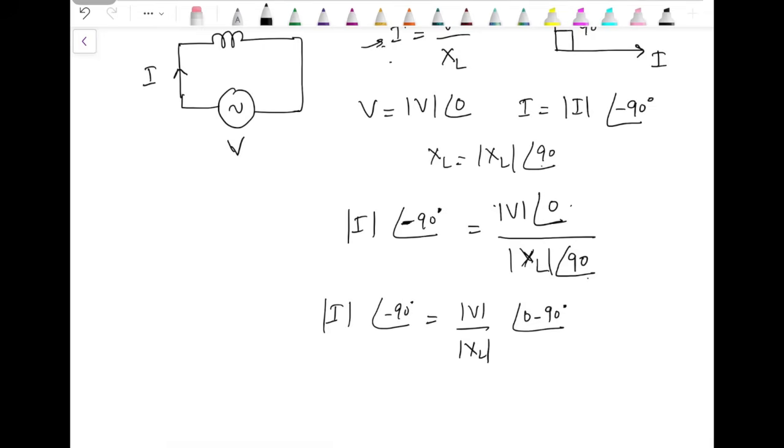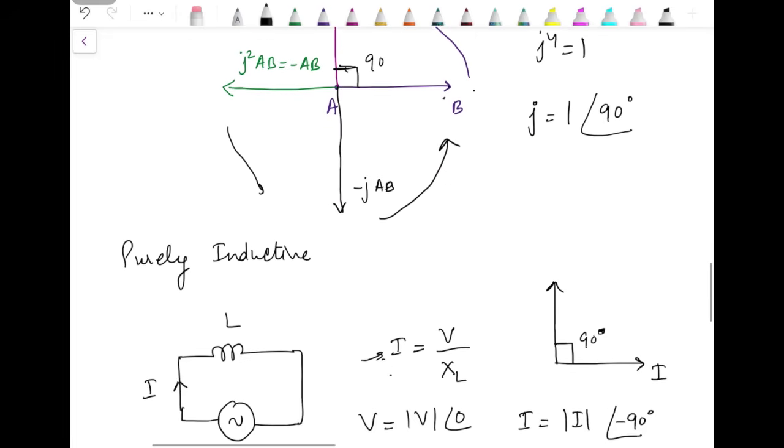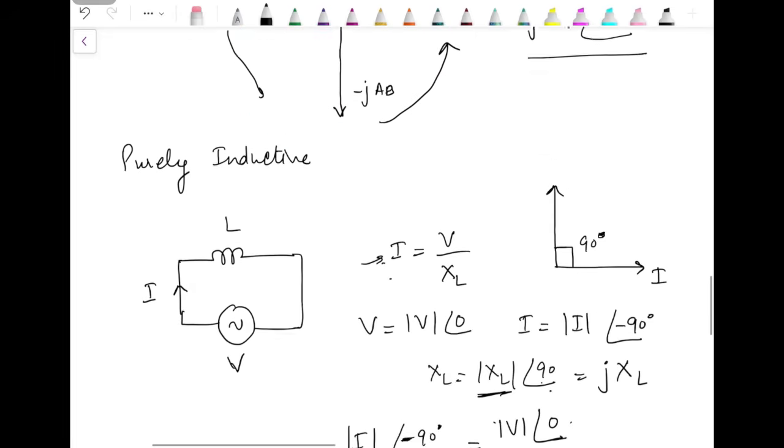So this XL is actually written as JXL. Why? Because J is one angle 90 degree.